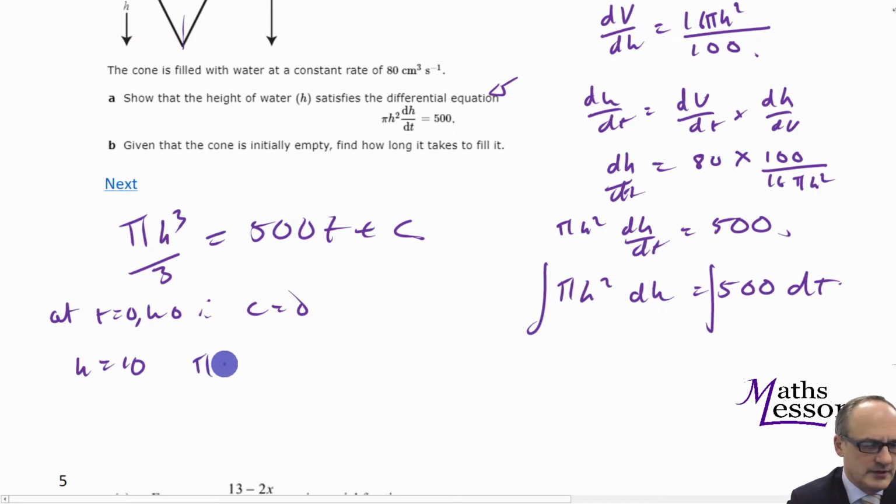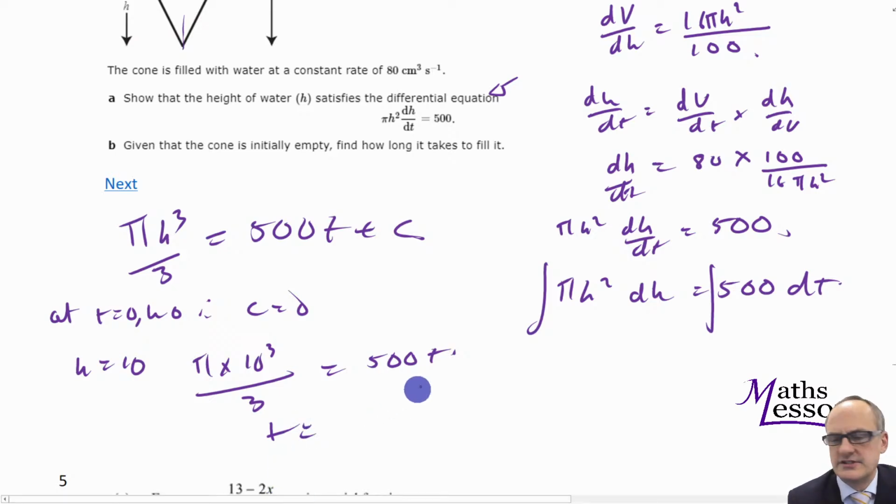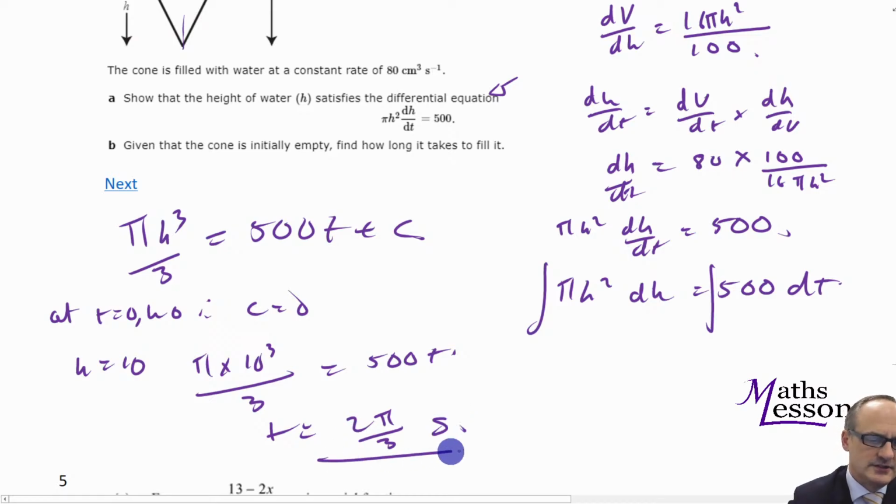So we get pi times 10 cubed over 3 is equal to 500 t. Rearrange that, and what do I get for t? I get t is 2 pi over 3 seconds. That's my answer when I rearrange all that. So you work that all out: you've got 1,000 pi over 3 divided by 500. Well, that's 1,000 pi over 1,500, which is just 2 pi over 3. Okay.